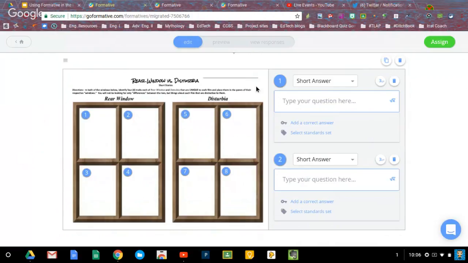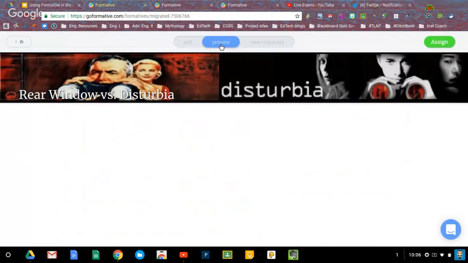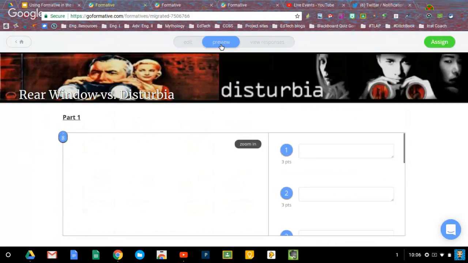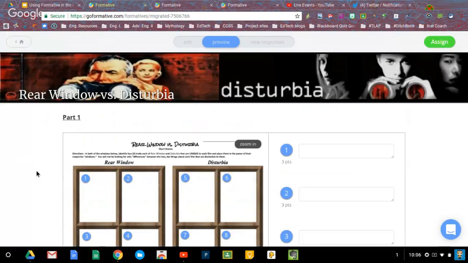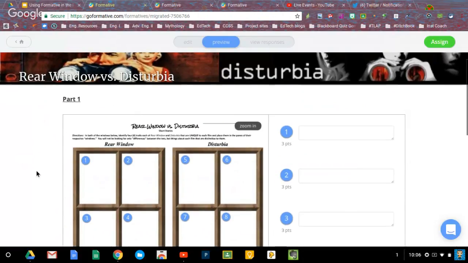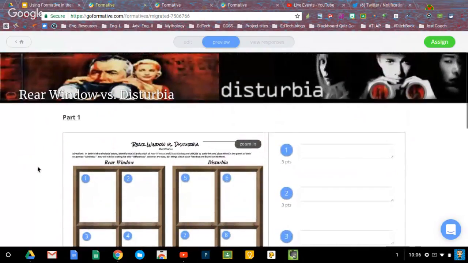So this is what they would be looking at. I'll go ahead and go over to the student version to give you a glimpse into what they would be looking at. So here's what the kids would look at once they got into the assignment.